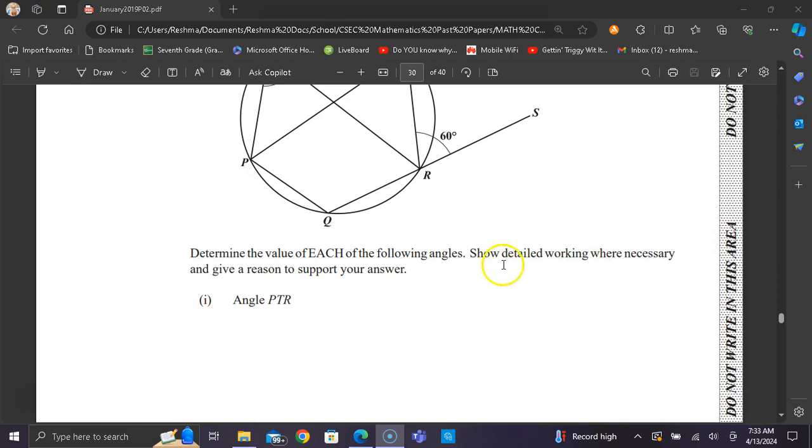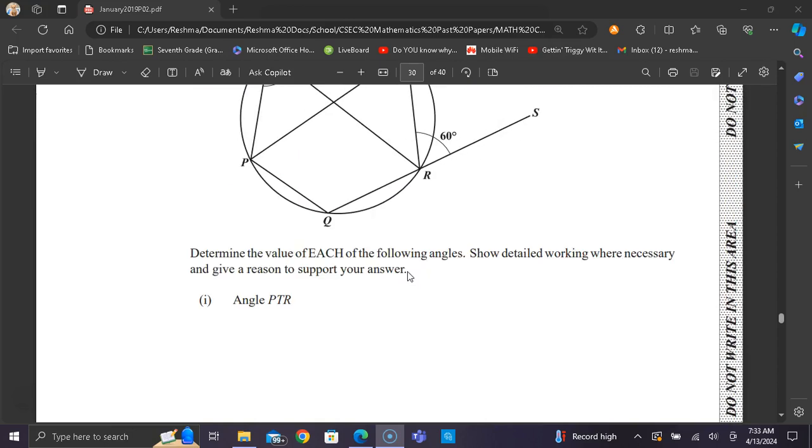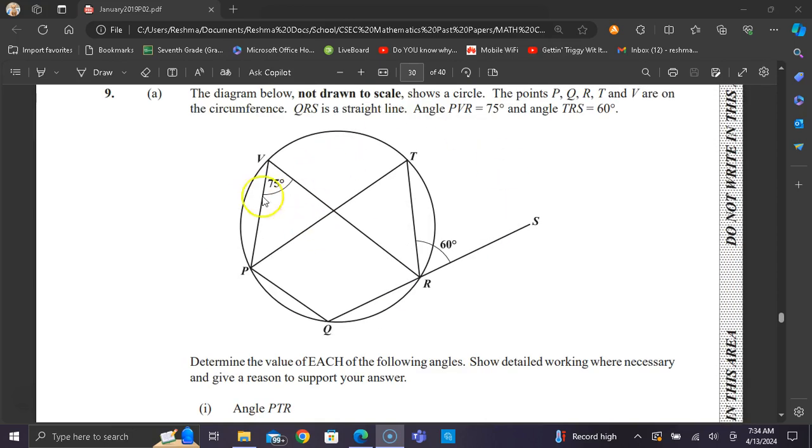The important thing with circle theorems is that you have to show detailed working when necessary and give a reason to support your answer. In other words, what theorem you used in order to find the required angle. To find angle PTR, it is worth 2 marks. Let's look at the diagram again. We have angle PVR, which is 75 degrees, and we want to find angle PTR, which is this angle here.